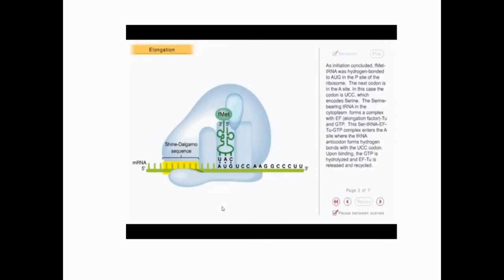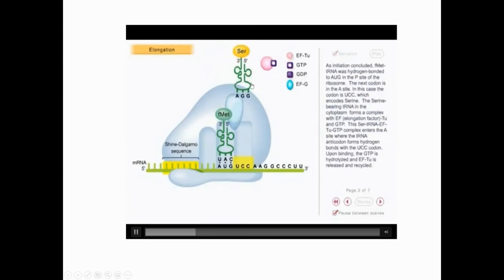As initiation concluded, fMet tRNA was hydrogen bonded to AUG in the P site of the ribosome. The next codon is in the A site. In this case, the codon is UCC, which encodes serine. The serine-bearing tRNA in the cytoplasm forms a complex with elongation factor Tu and GTP. This Ser-tRNA EF-Tu GTP complex enters the A site where the tRNA anticodon forms hydrogen bonds with the UCC codon. Upon binding, the GTP is hydrolyzed and EF-Tu is released and recycled.